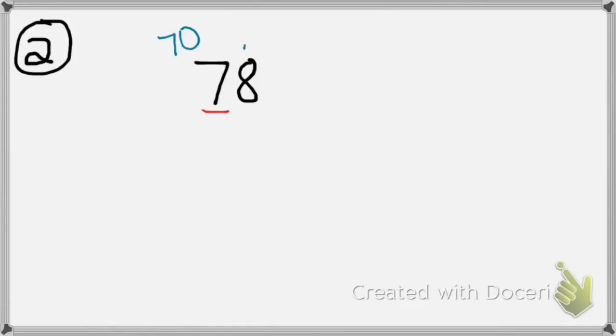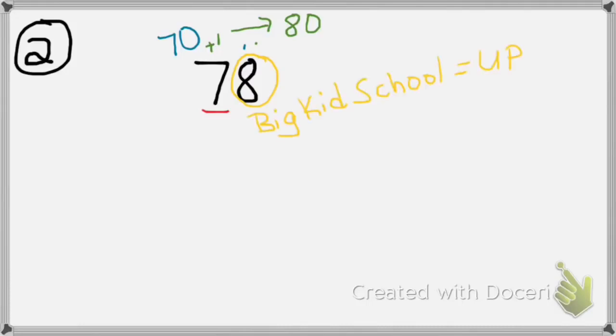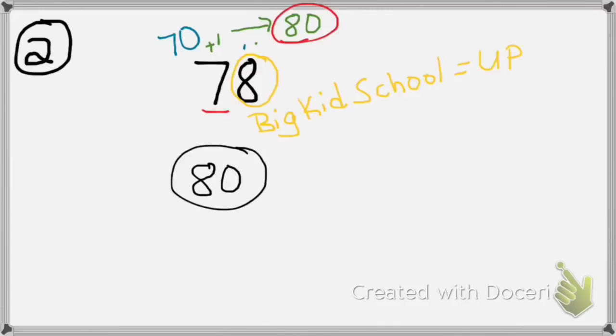What would it round up to? Well, I add 1 to my underlined digit. 7 plus 1 equals 8. And every digit to the right turns to 0. I have one digit to the right, so that would be 1, 0. I circle the number to the right of the underline, which is an 8. And I think, 8, is that down in the little kids' school or up in the big kids' school? Well, 8 is in the big kids' school, so that equals up. And if I'm rounding up, 78 would round to 80. So using left-hand estimation, 78 rounds to 80.